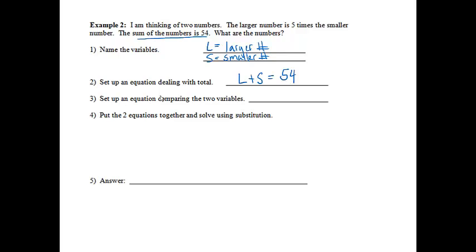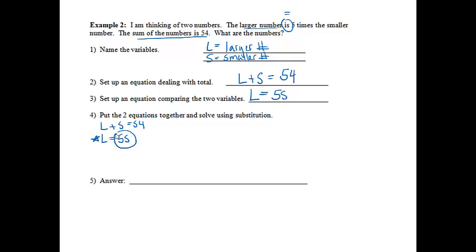And then it says to set up an equation comparing the two variables. Well, it tells me that the large number is 5 times the smaller number, and there is that keyword "is" again, so we'll put an equal sign. So the larger number, L, is 5 times the smaller number, so 5S. Right, now we have our two equations, so we're going to put them together. L plus S equals 54, and L equals 5S. And again, we'll star the one that is solved for a letter. So we have L equals 5S.